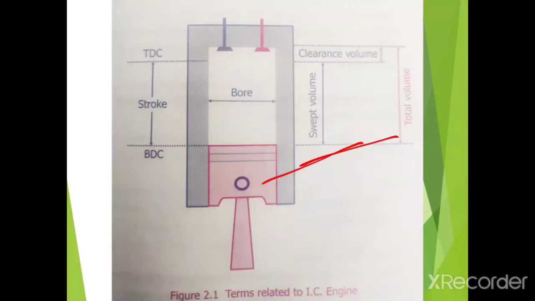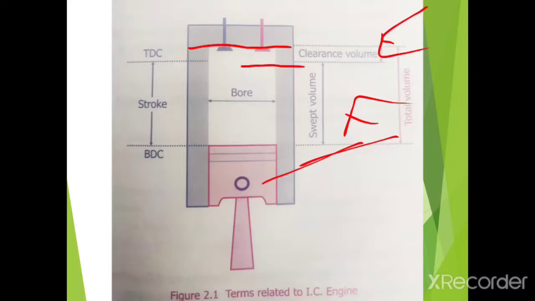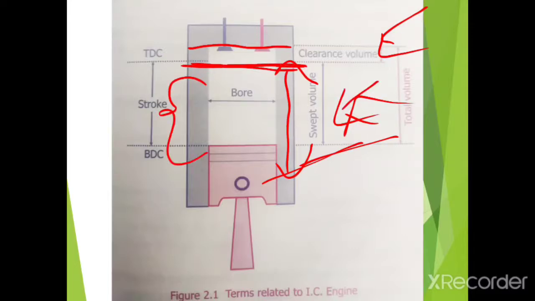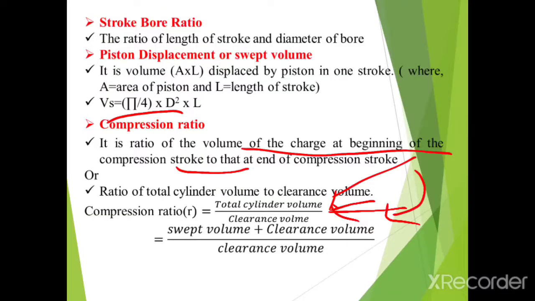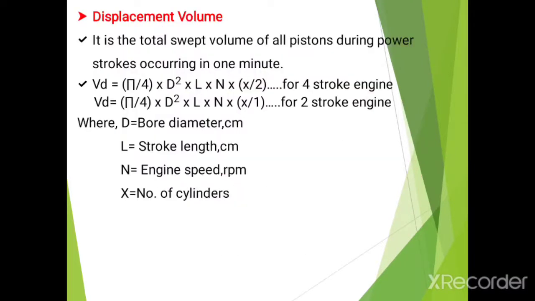Now total volume is the summation of the clearance volume and swept volume. This is the clearance volume, and the swept volume is the volume which is displaced by the piston. We know that the piston moves upward up to this line, so this volume will be the swept volume. It does not touch this line. So the total volume is the addition of swept volume plus clearance volume. Then next, displacement volume. Piston displacement is different, swept volume is different, and displacement volume is different.